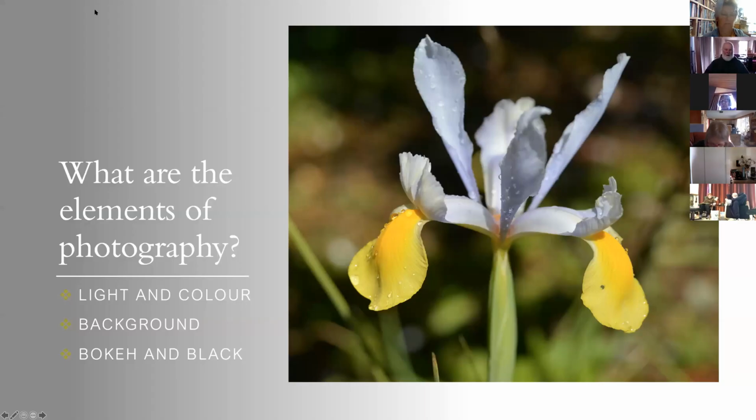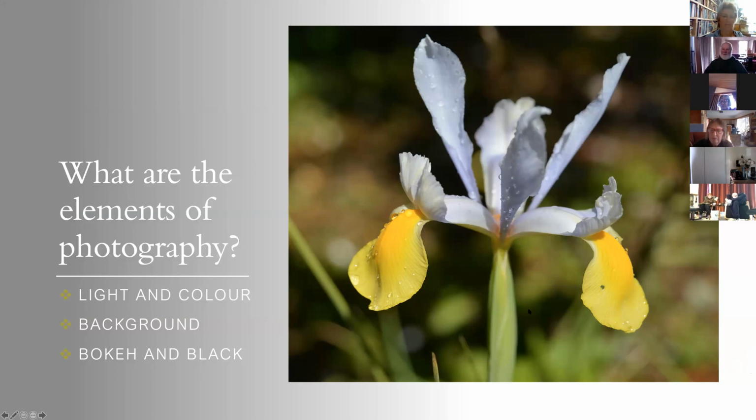Now, background. There's a picture of an iris, I think it is? I'll stand corrected by the botanists. Yes, okay, good. A few affirmative nods there. Through no fault of my own, it happened to pop up in my backyard.